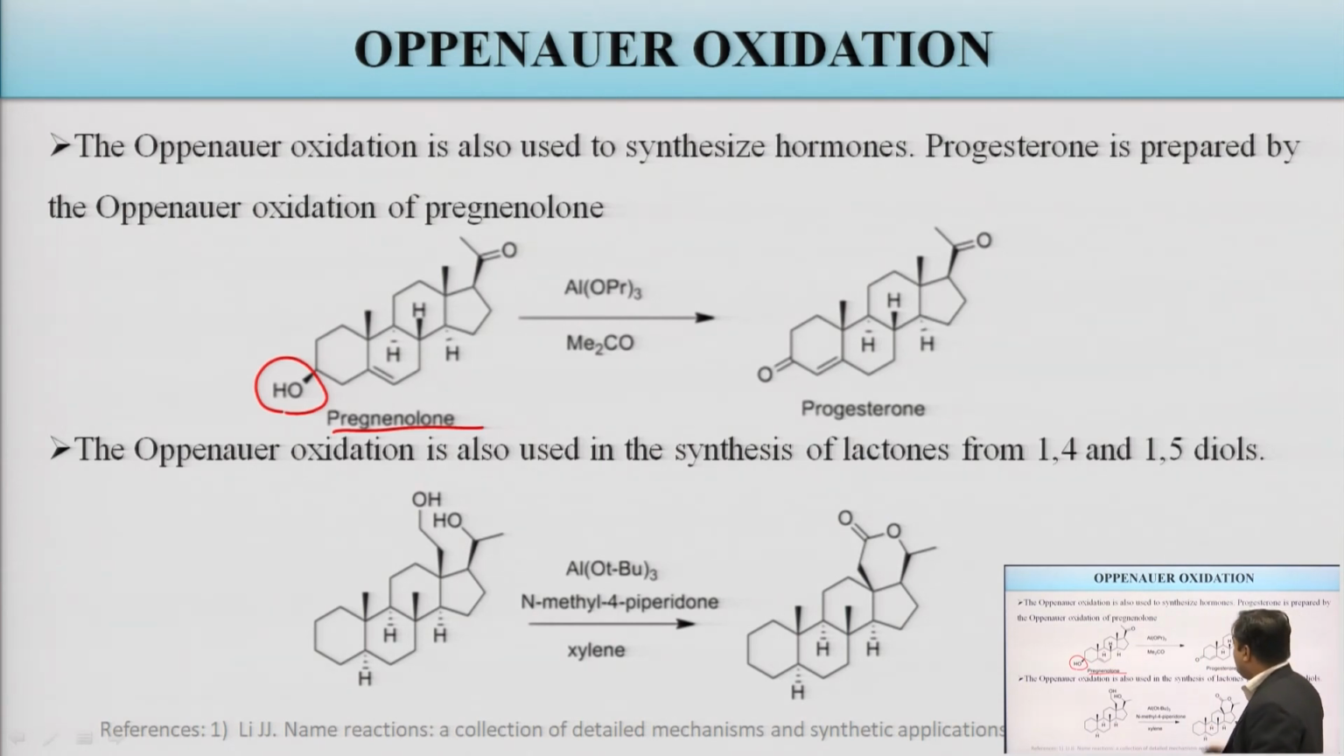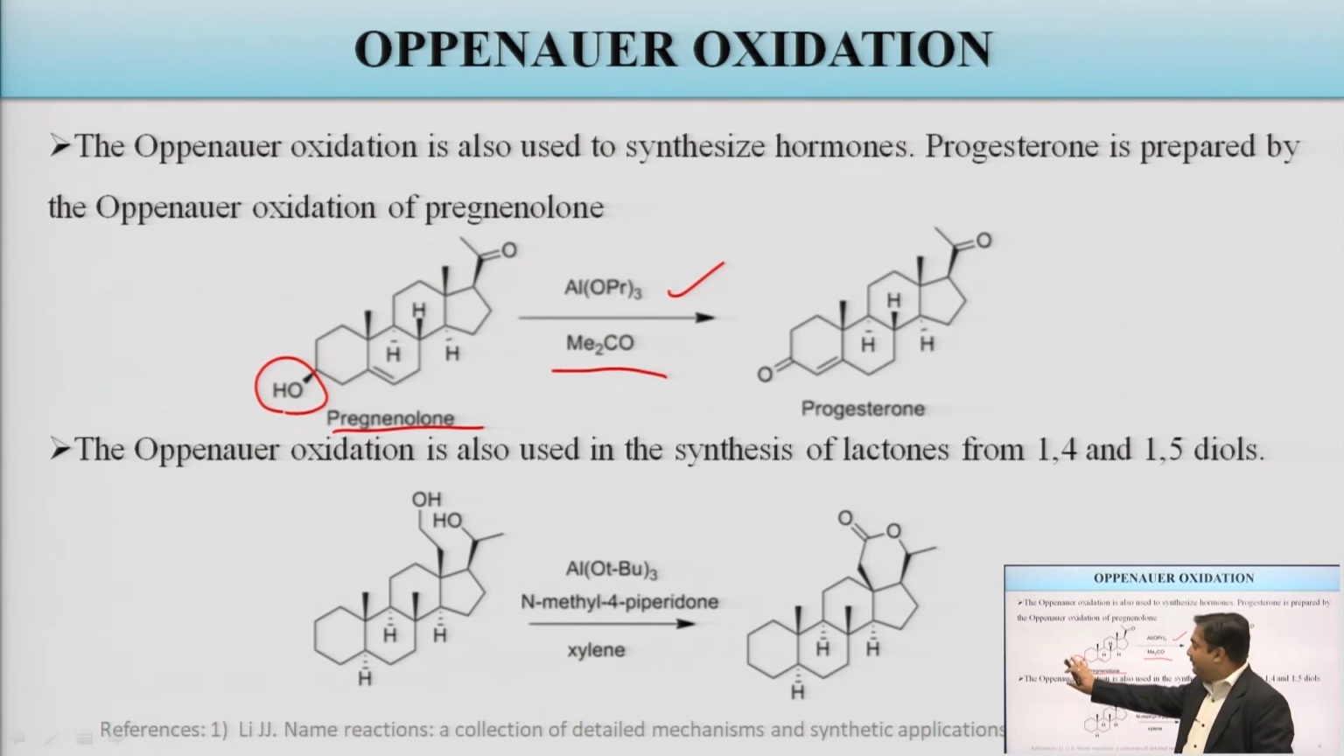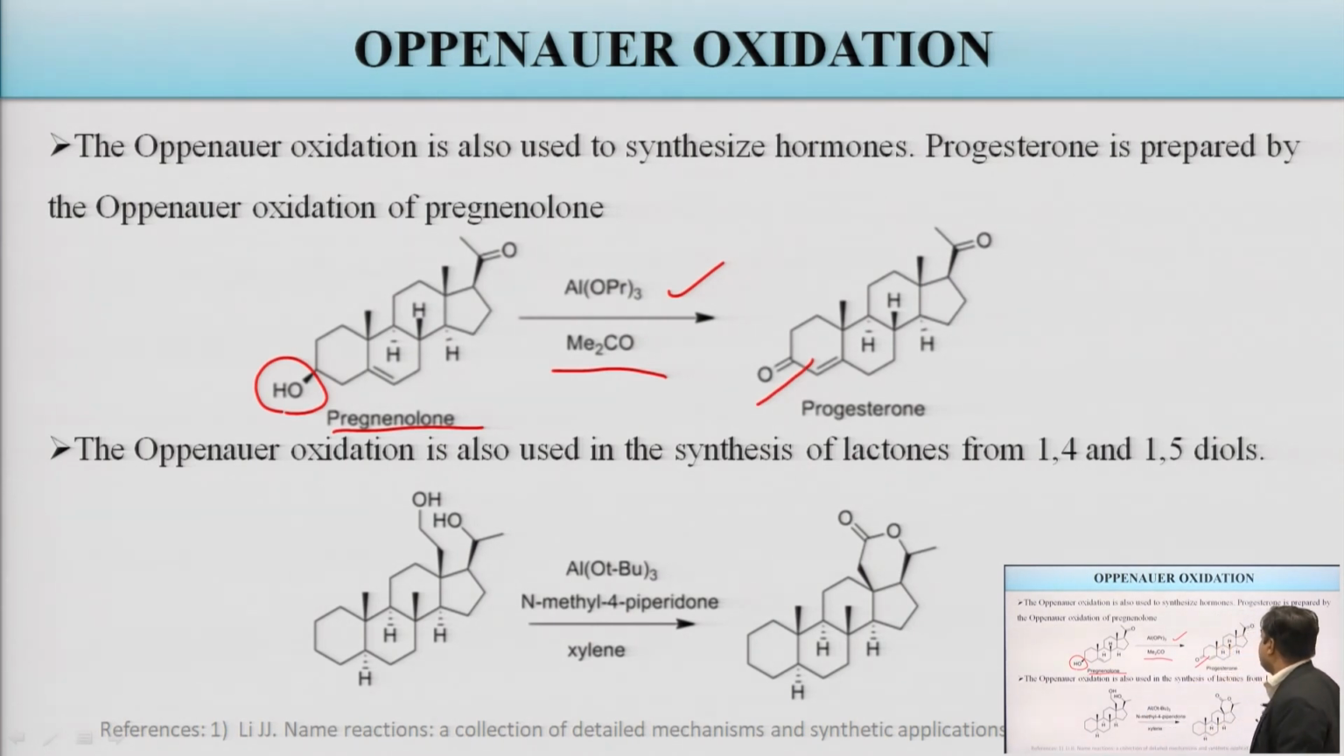When we use aluminum oxide and acetone, that is, the Oppenauer oxidation, it will go for oxidation. That hydroxyl group is converted into the ketone. Pregnenolone is converted into progesterone.